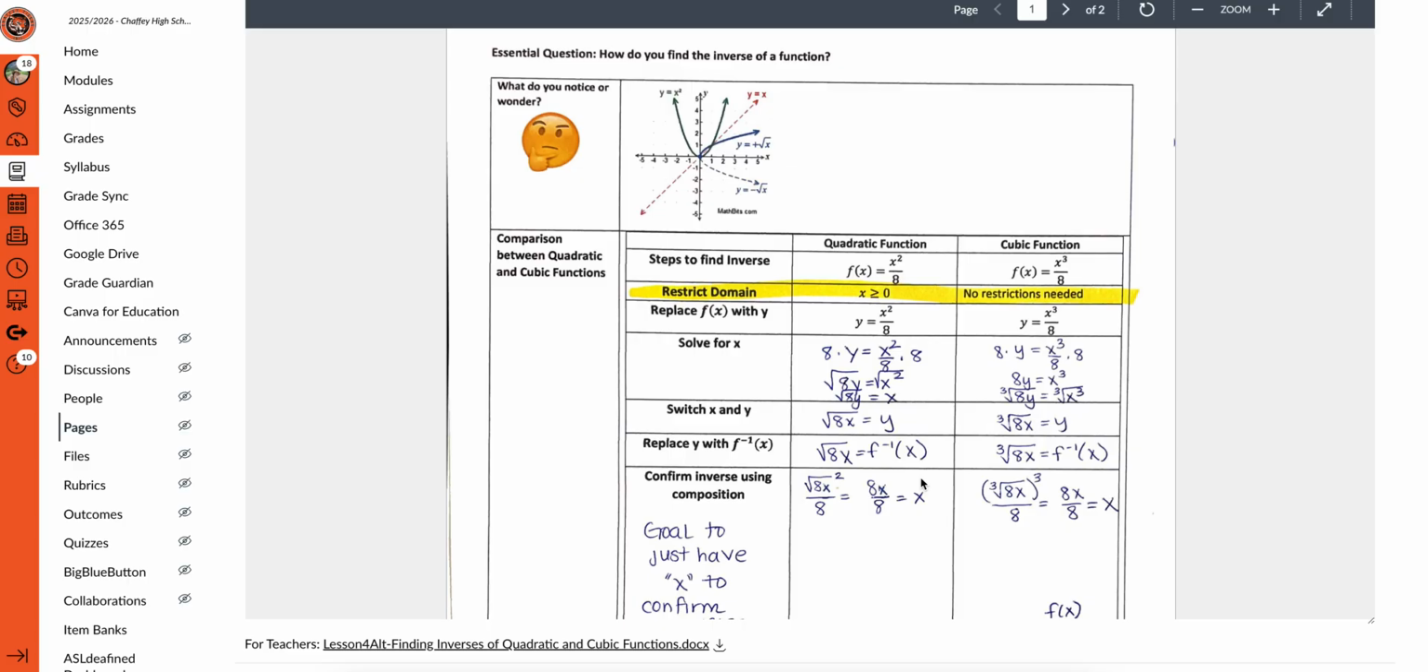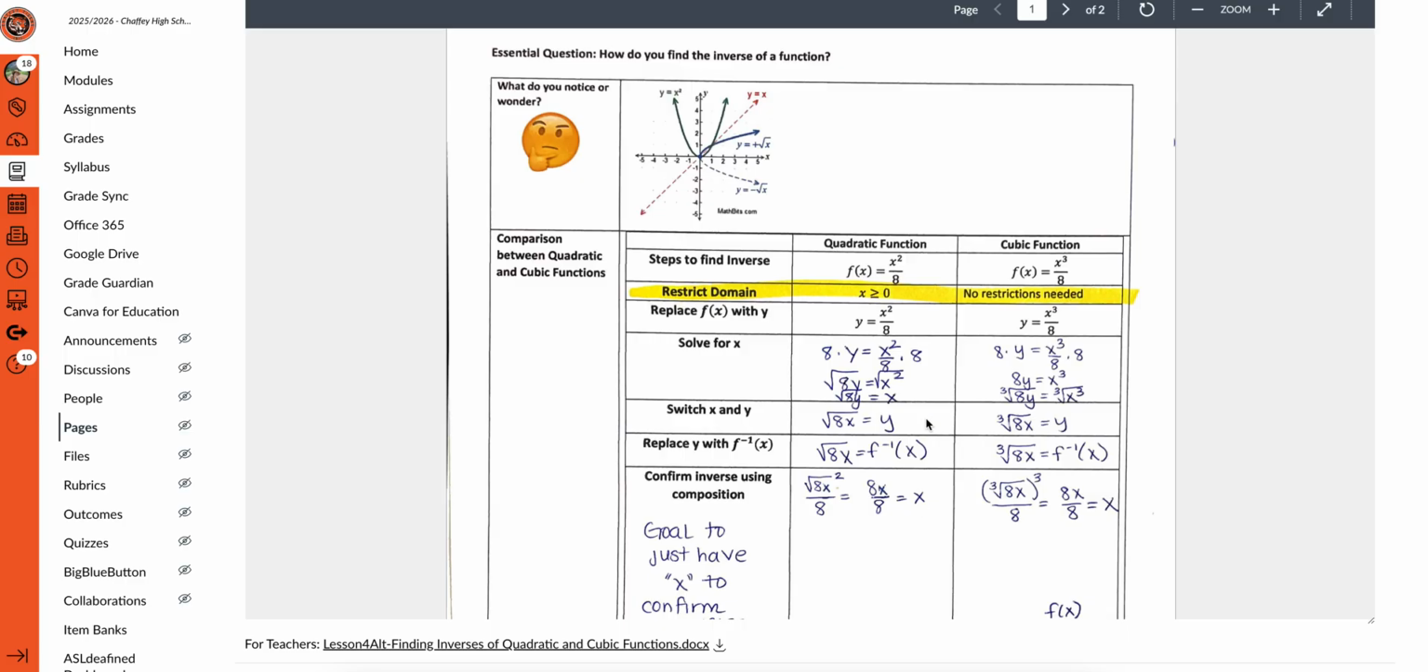I will let you know that my expectation is not that you can necessarily graph perfectly. It's just so that you can find an inverse and then know when to restrict the domain or not to restrict the domain when it comes to a quadratic function.